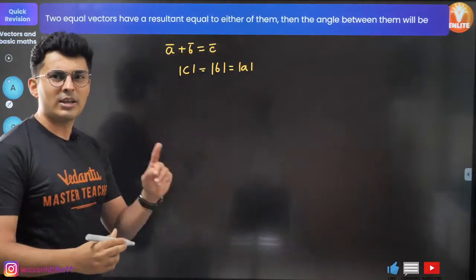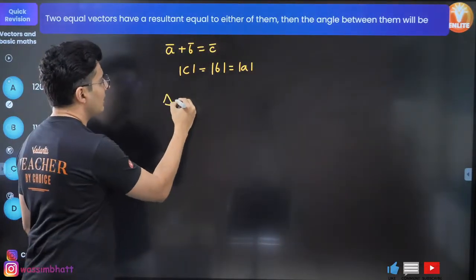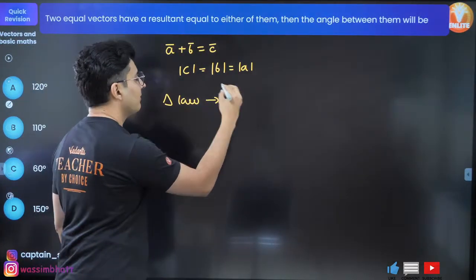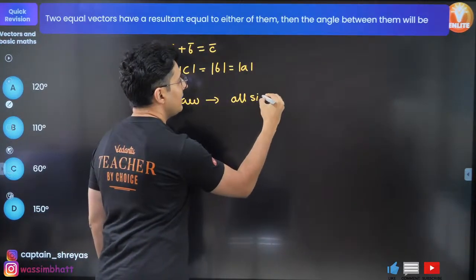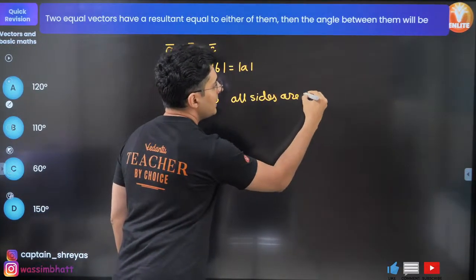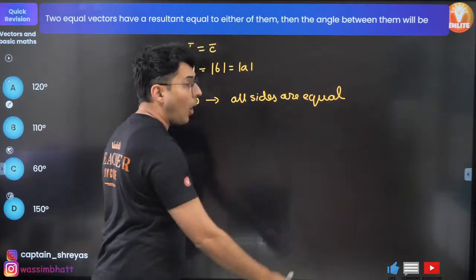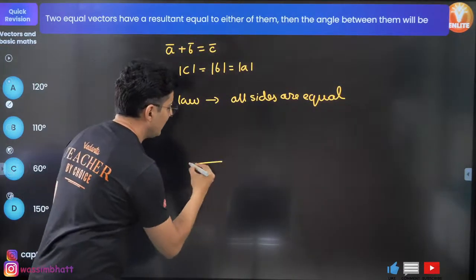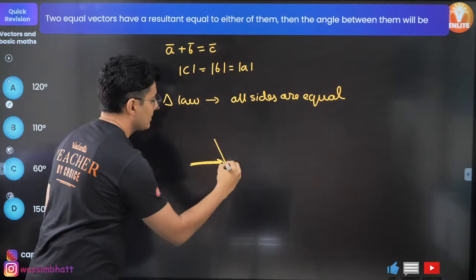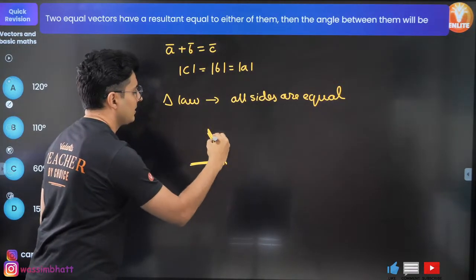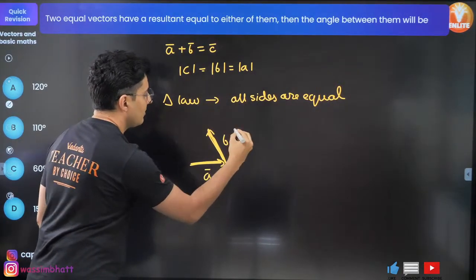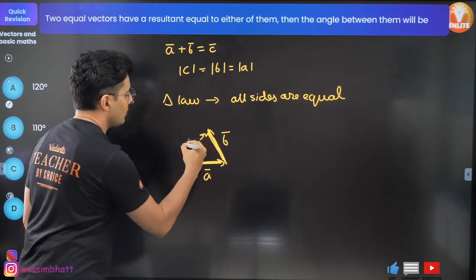Now this can only happen in one case. If you think of the triangle law, this can only happen when all sides are equal. And when will all sides be equal? This is when all sides will be equal. Like this, this is A, this is B, and this is your C vector.